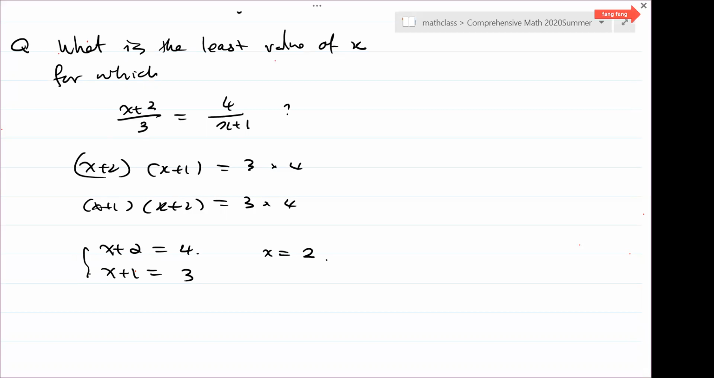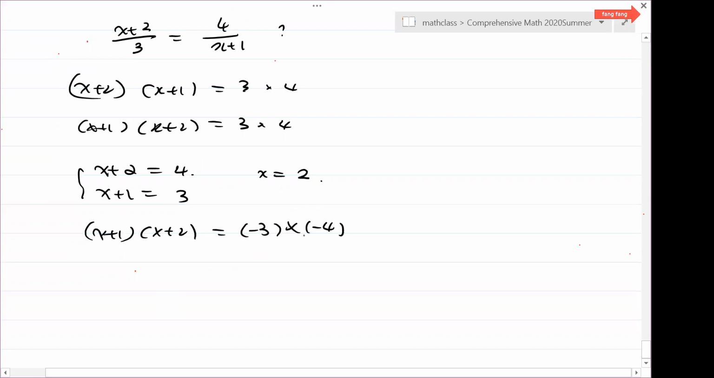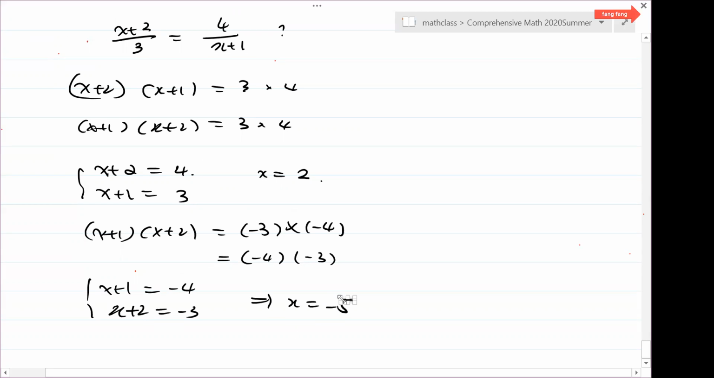Don't forget, if you want to do it this way, fine, but you have to be very cautious. Why? Because x plus 1 times x plus 2 can also be -3 times -4. In that case, which one is larger? -4 is smaller than -3, so x plus 1 should be -4 and x plus 2 should be -3. In this case, x is going to be -5. So -5 is also a solution.